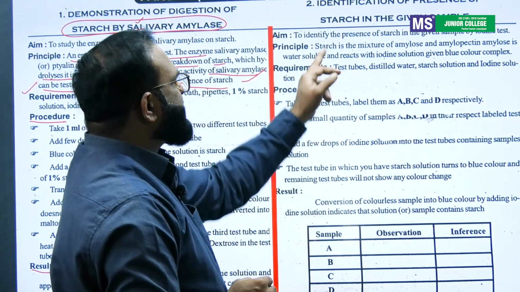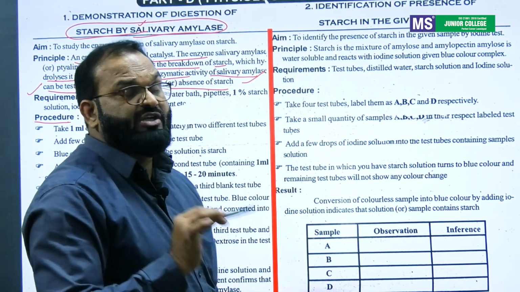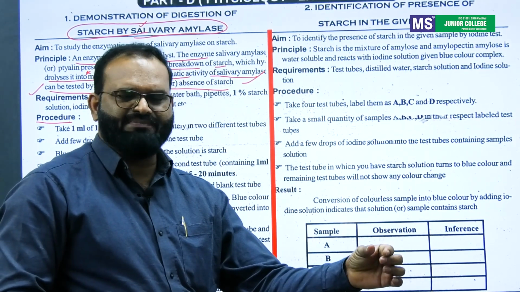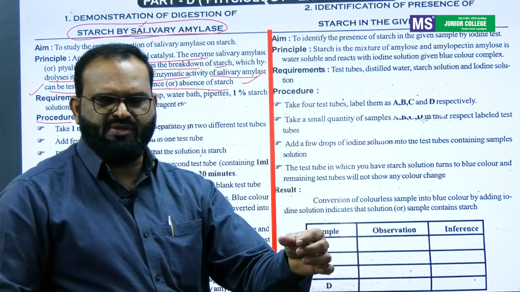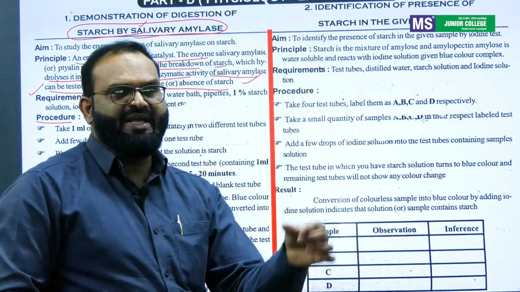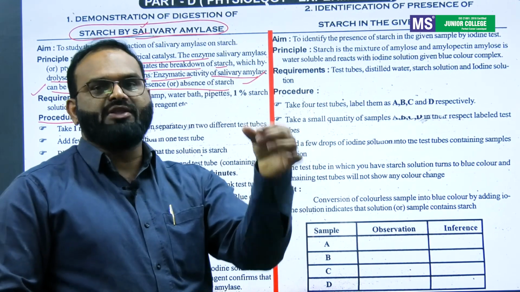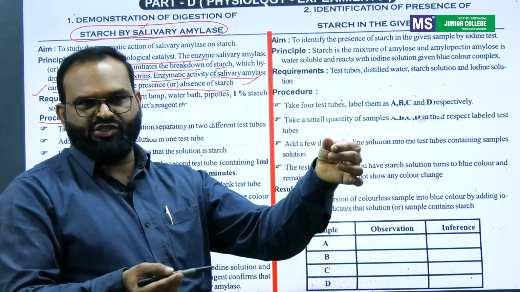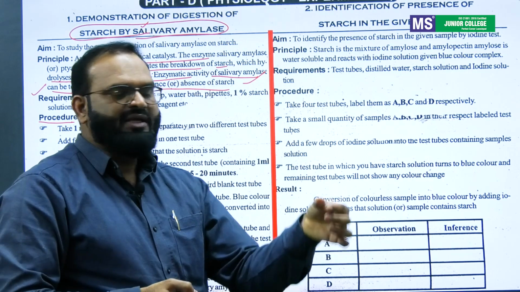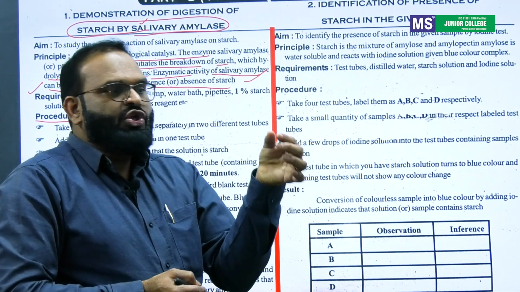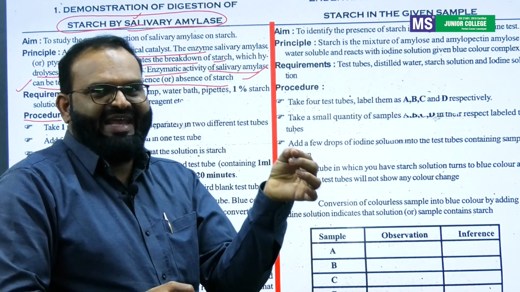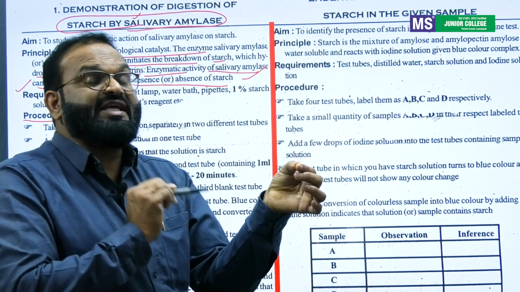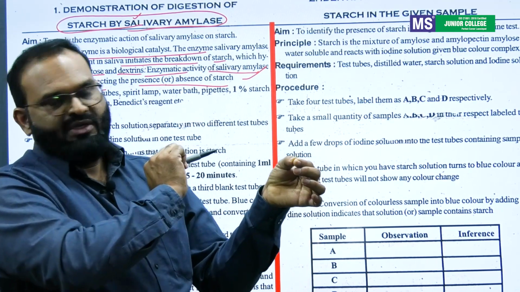So another physiology experiment is identification of presence of starch in a given sample. Very easy. You have to take one sample in all the 4 test tubes and add iodine to that. You can see the color change. If it turns blue in color, then the sample in which you took the test tube, for example in A, it turned blue, then starch is present in sample A.